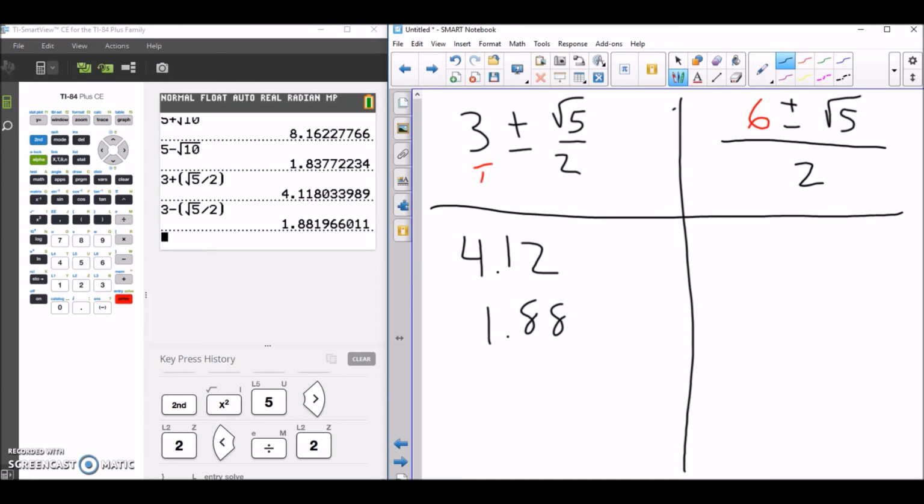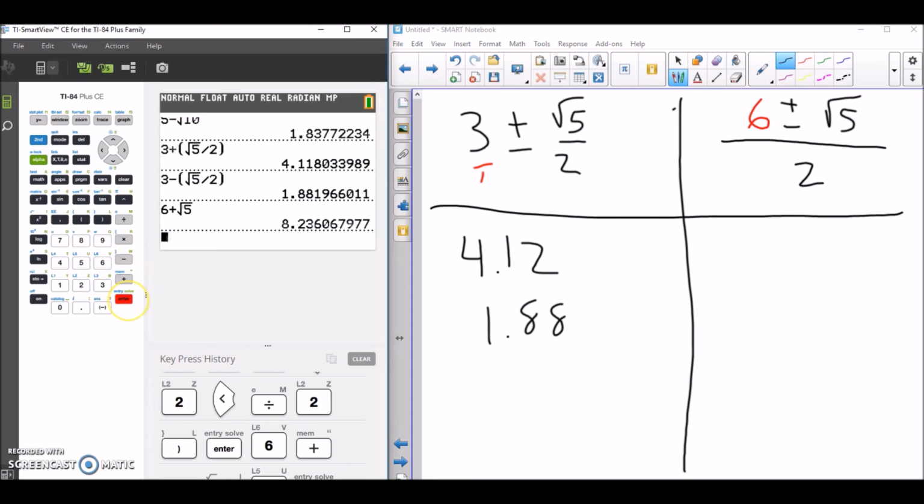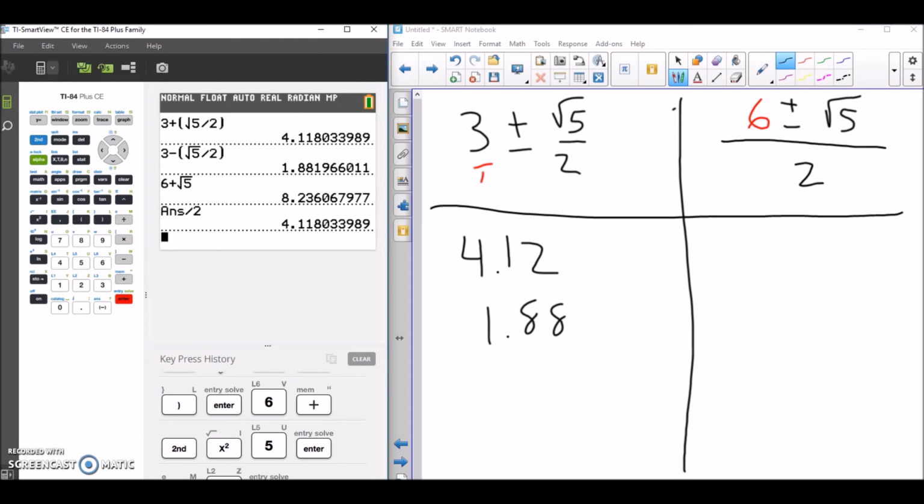What if we made it one big fraction? What would that look like on your calculator? That would be 6 plus the square root of 5 divided by 2, because that was just our numerator. And again, we have to round correctly. And notice that it doesn't matter which way I do it, I get the exact same answer. These decimals are the exact same.